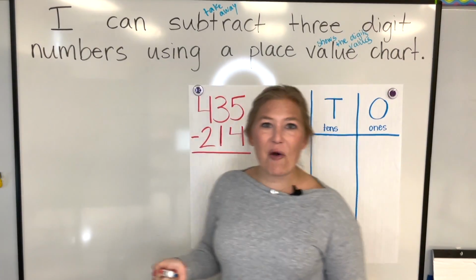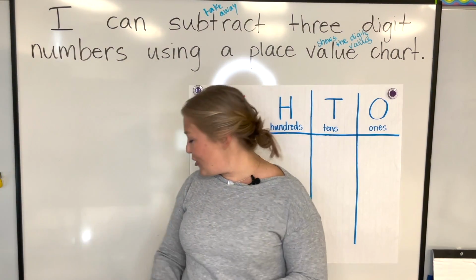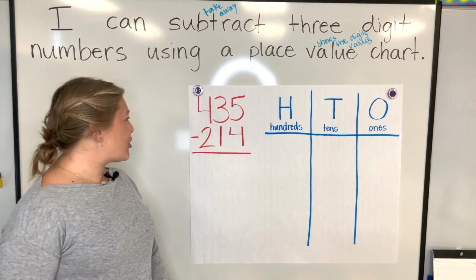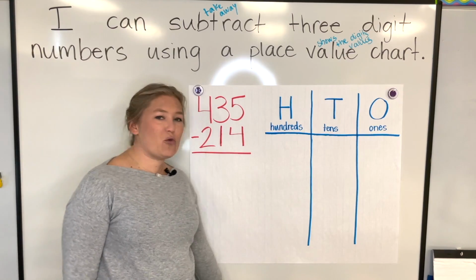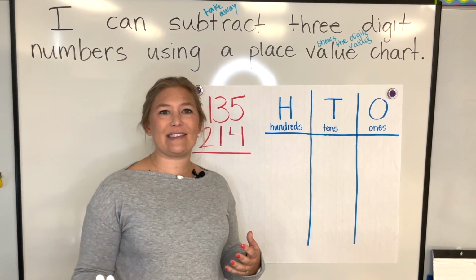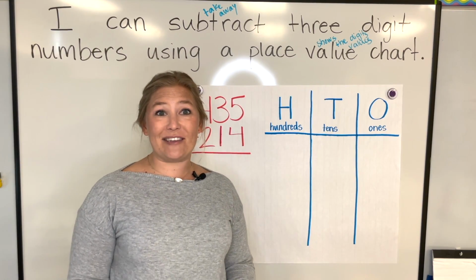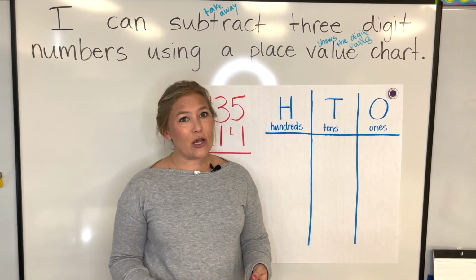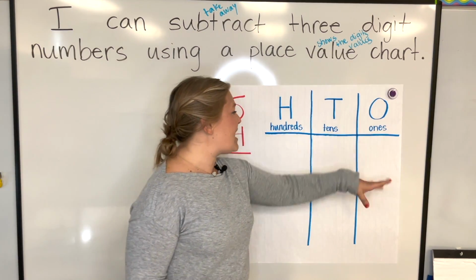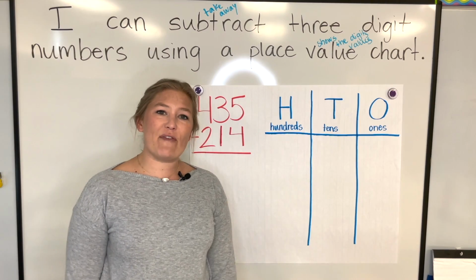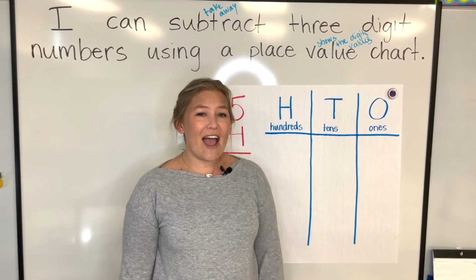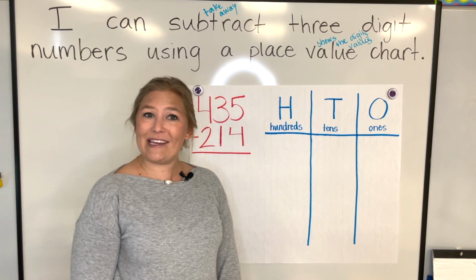All right, let's go ahead and get started. Our first example today says 435 minus 214. So last week and the week before that, we were practicing using a place value chart, but with addition. And when we did addition, we put both numbers in our place value chart and then counted everything up, and that's how we found our answer. It's going to be a little different with subtraction, and some might say even just a little bit easier.